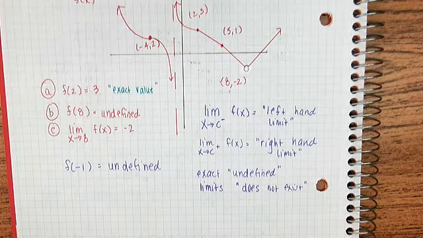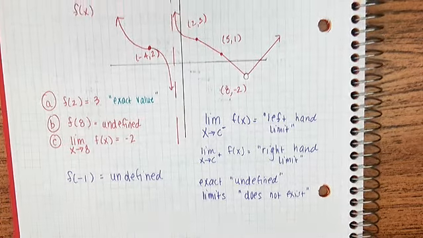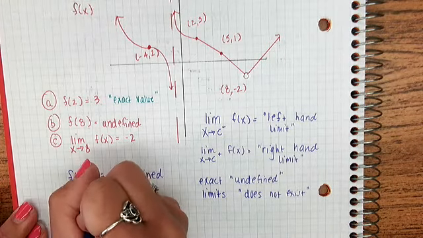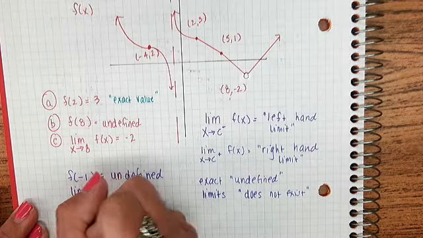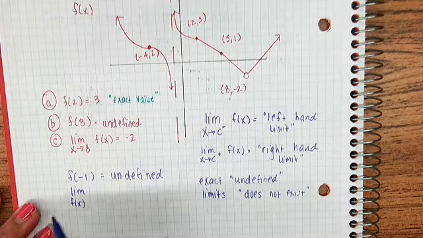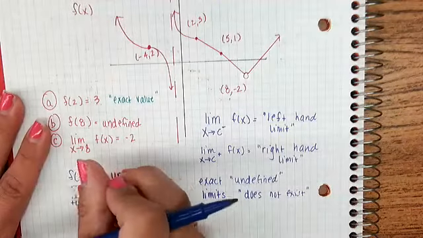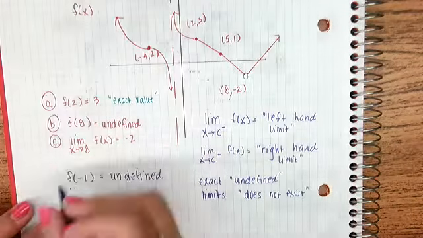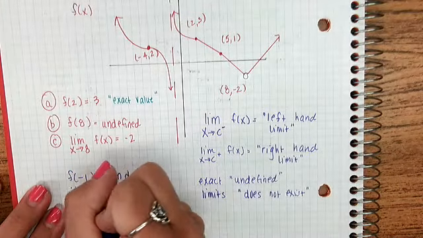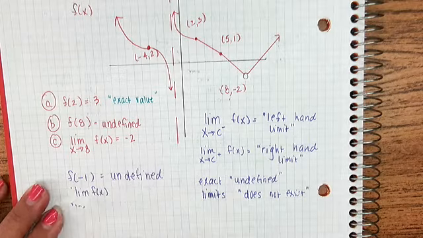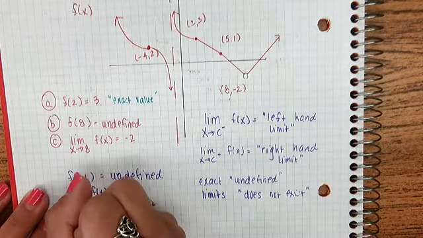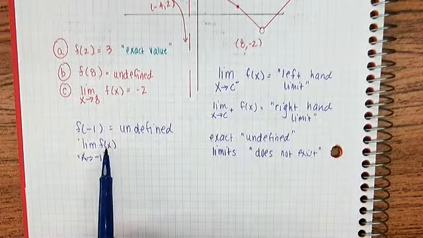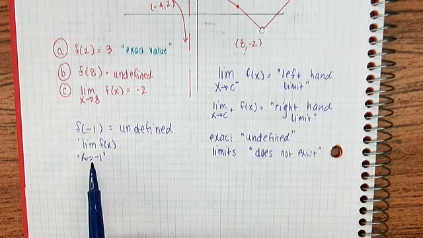However, it does have limits. And what's interesting about this graph is that it has different limits depending on which side you're approaching from. So let's look at the limit of this function as we approach... I'm getting really good at the whiteout. The limit of the function as, and let's do -1 from the right. The limit of this function as we approach -1 from the right.